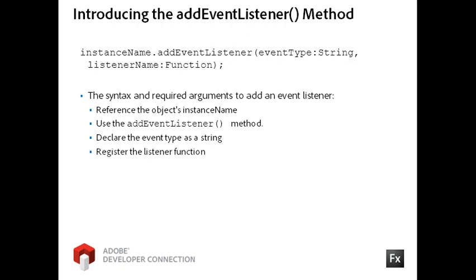The second required attribute of the addEventListener method is the name of the function that should execute when the event is fired. The event object is created, and the addEventListener method implicitly passes the event object to the eventListener function.